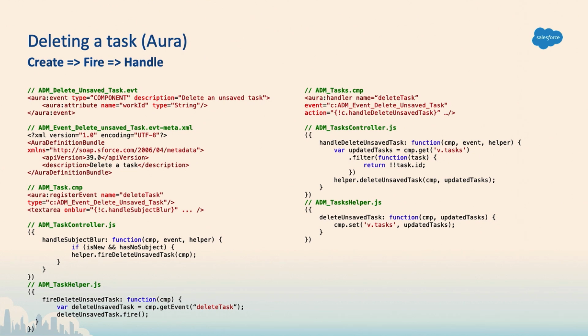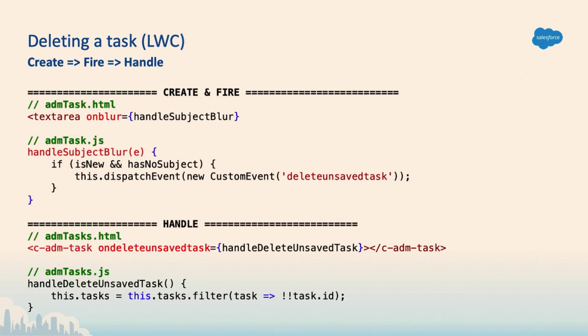Now let's look at the same exact functionality in LWC. So this is all of it. When we go through the create, fire, handle flow, we create the event down inside of the handle subject blur with the new custom event, and we're going to call it delete unsaved task. What's really nice is that this custom event is part of the standard web API. So we create it by calling new CustomEvent.